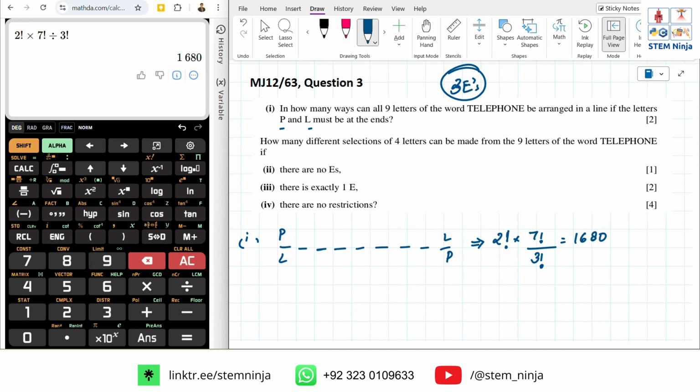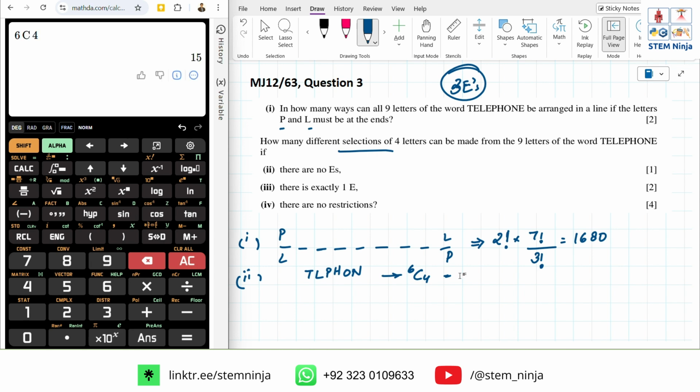How many different selections of 4 letters can be made from the 9 letters of the word telephone if there are no E's? Okay. So if there are no E's, that means you are selecting from T, L, P, H, O, N. So 6C4, this would be 6C4, 15.